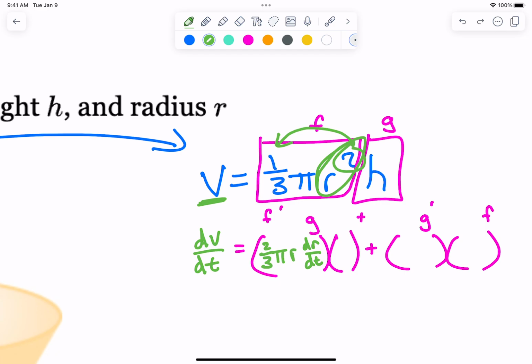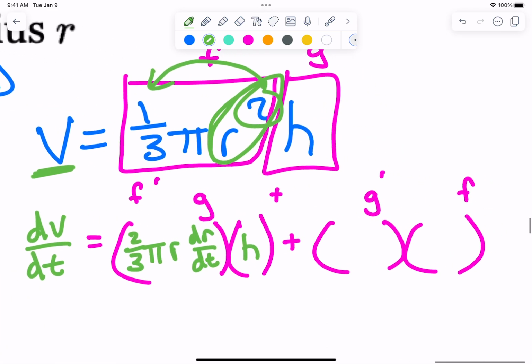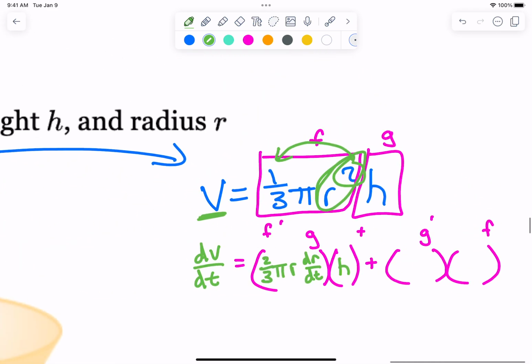True. Fan yourself. Okay, what is g? What's the g part? H, okay? Then we need g prime. What's the derivative of h? What's the derivative of h? 1 dh dt, right? 1 dh dt. Or you can get rid of the 1. We don't need the 1. And then f, what? Are we going to get rid of all the dt's?